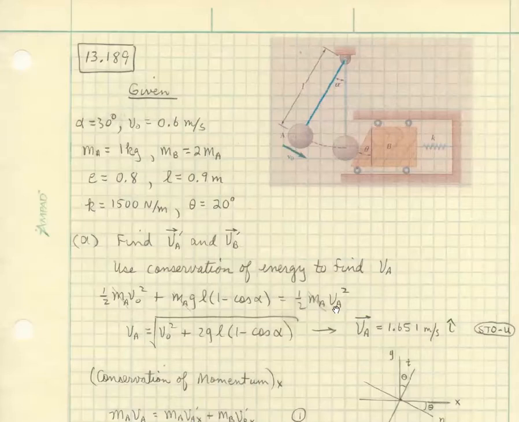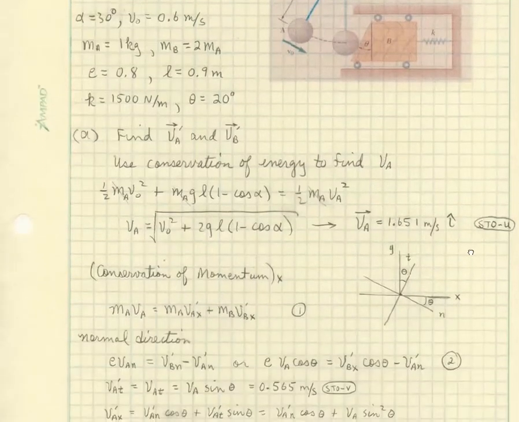and that's got to be equal to 1/2 m_A v_A squared. The m_A's will cancel out all the way across. You'll get v_A then the square root of all of this right here. And when you solve for v_A, you get 1.651 meters per second in the i direction. And I'm going to store that in the calculator.